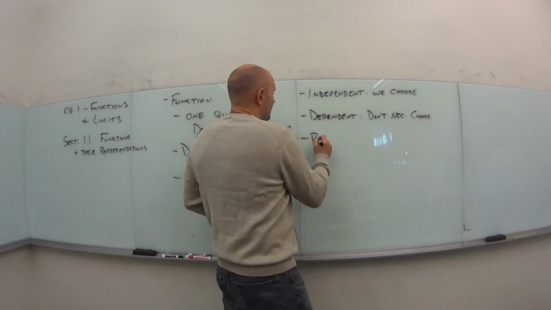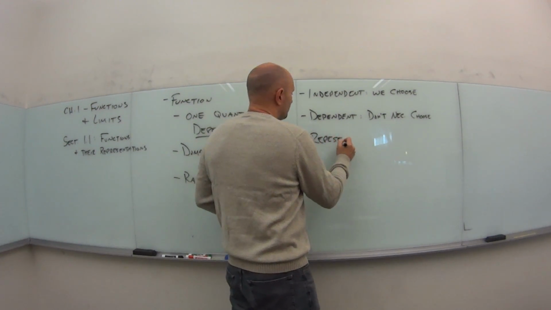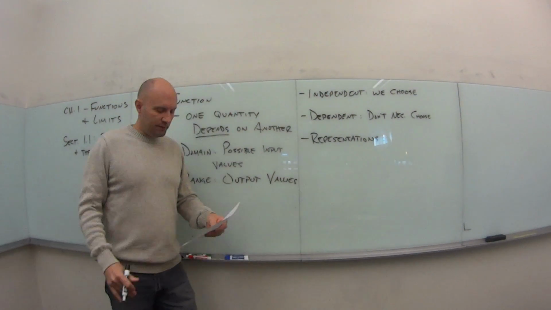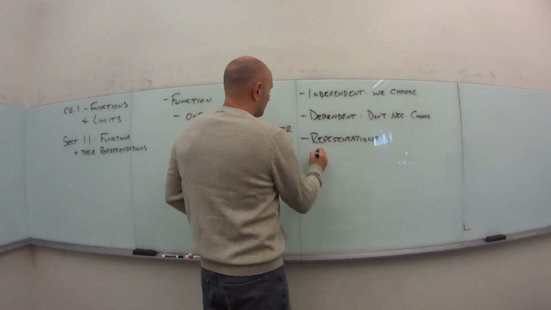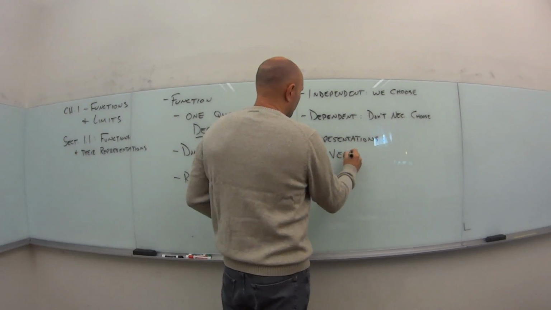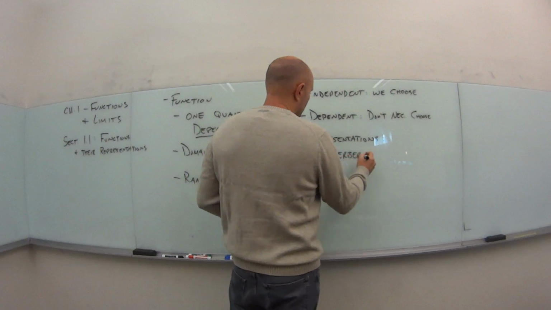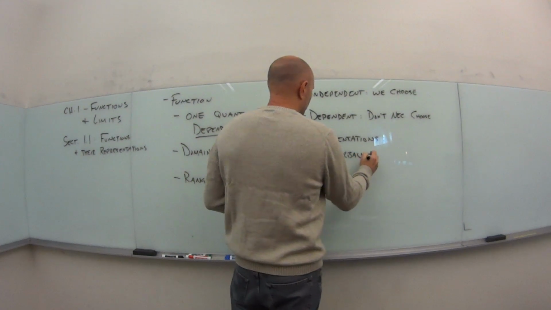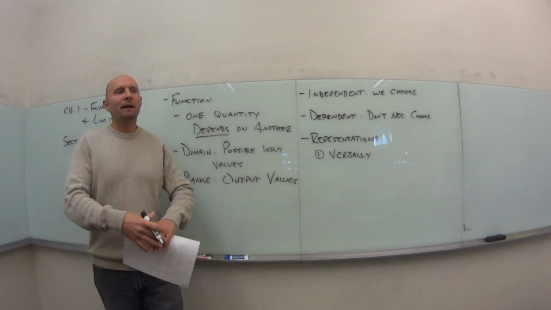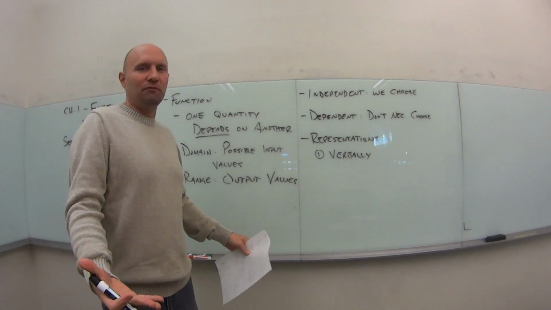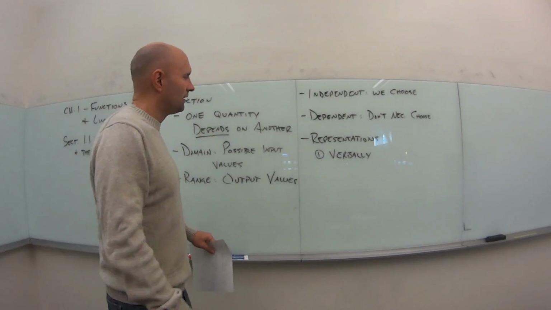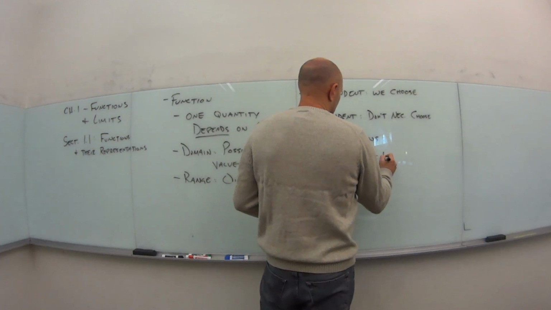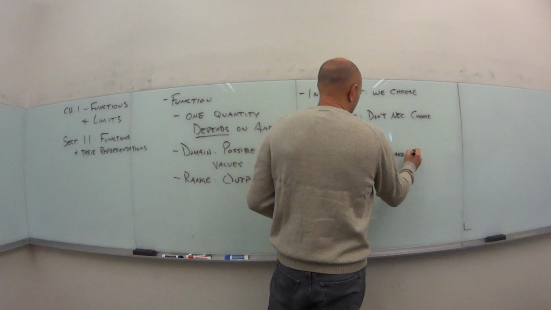What about representations? So what are different ways that we can represent a function? So the first is verbally. So I tell you, you make $10 an hour. That's a function verbalized. Let's do that. So I make $10 an hour.